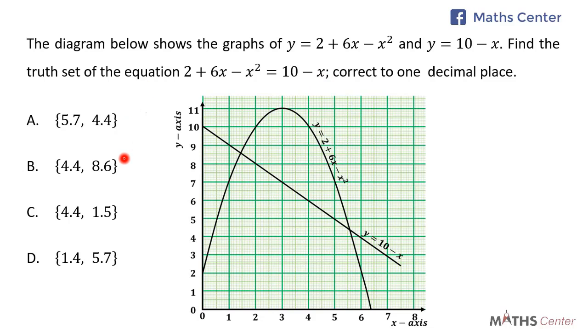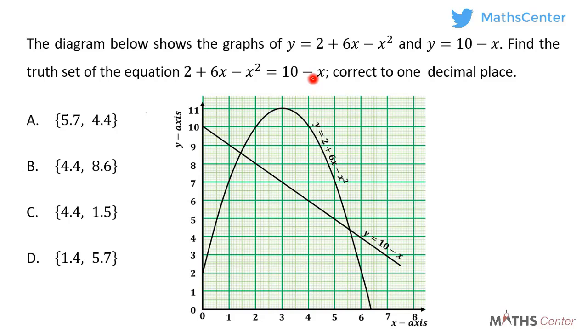This is a multiple choice question, and so we will solve the question, and after that we will pick the correct option. On the graph sheet, we have two graphs. The first graph is a curve and is given by the relation y is equal to 2 plus 6x minus x squared. And the second graph is a straight line and is given by the relation y is equal to 10 minus x. The question wants us to use these two graphs to find the truth set of the equation 2 plus 6x minus x squared is equal to 10 minus x.